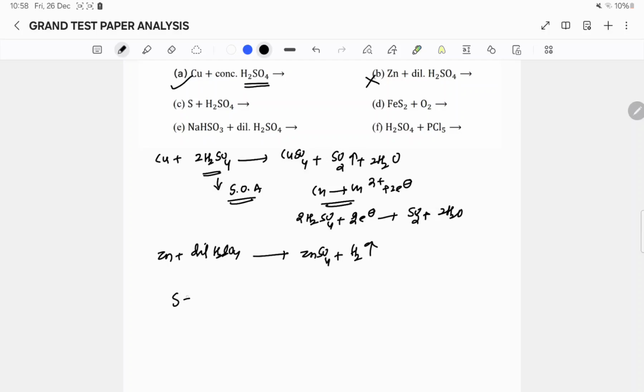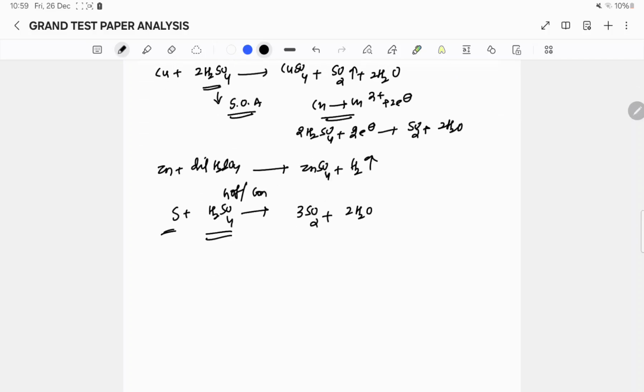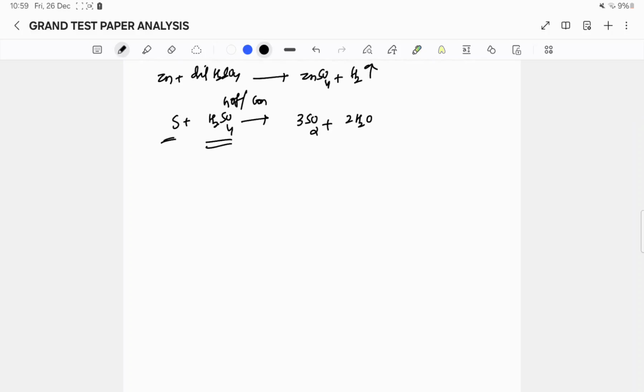Now sulfur reacts with H2SO4, student. Sulfur is a non-metal, so it will react with hot, concentrated H2SO4. It will produce sulfur dioxide gas along with water. When hot concentrated sulfuric acid reacts with a non-metal, a pungent colorless gas is evolved, that is sulfur dioxide. In this case H2SO4 acts as a strong oxidizing agent.